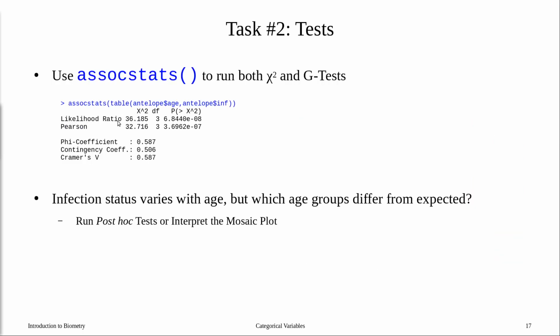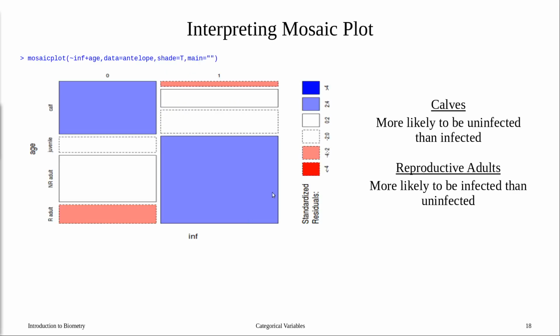So I look at the g-test, likelihood ratio, that's my g, that's a p-value. So does it look like infection and age are independent? No, it looks like infection status does vary with age. And then we ask the question, well, which age groups differ from the expected? Our options are to run a post hoc test, which we won't do, or we can look at the Mosaic plot. So here's our Mosaic plot again.